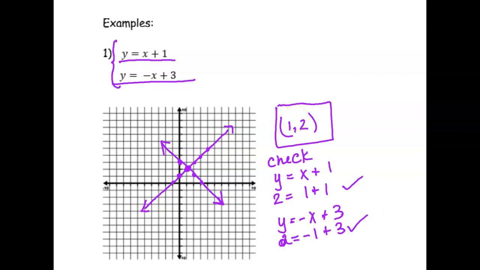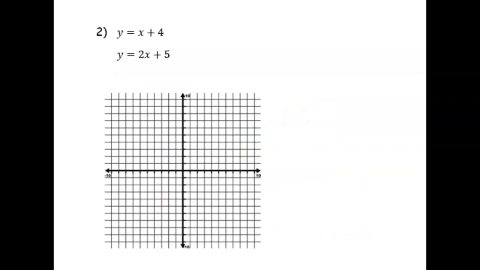Okay, so let's try a few more here. Our y-intercept here is 4 for the first one: 1, 2, 3, 4. This is good practice just for graphing equations. Our slope is positive 1, so we've got a line with a slope of positive 1 right here. So there's our first one. For the second one, we start at a y-intercept of 5: 1, 2, 3, 4, 5. In this case, our slope is positive 2, so we go up 2 over 1, or we could go down 2 and over 1.